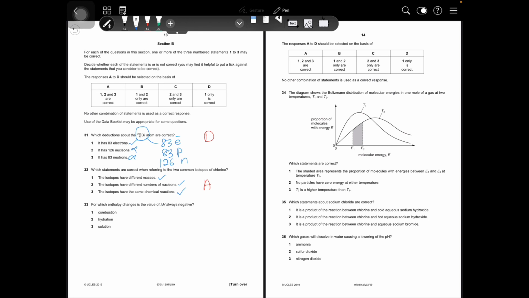Which enthalpy changes have the value of delta H always negative? Combustion, this is true. Hydration, this is also correct. Solution, not necessarily. So 1 and 2 are correct, therefore you have B.